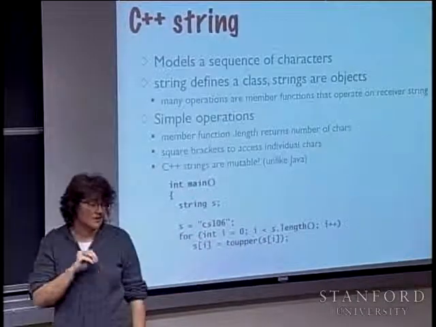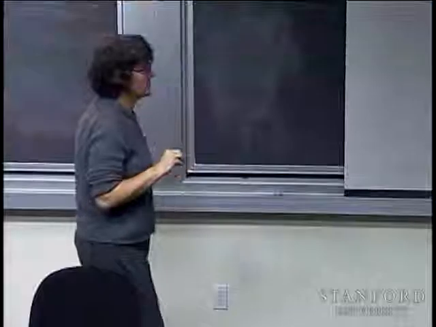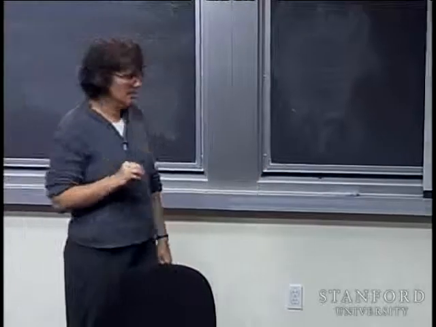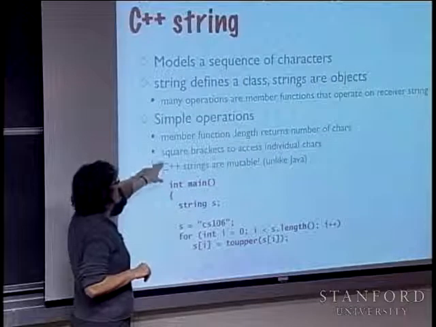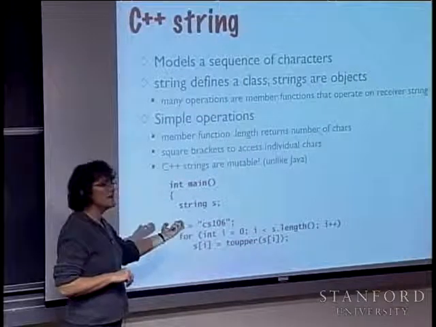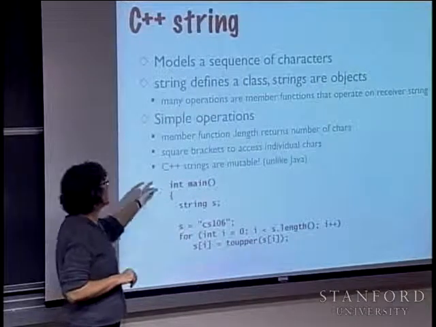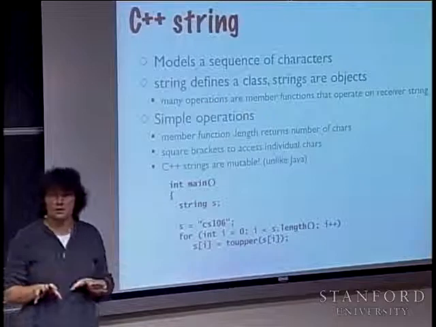The characters are indexed starting from 0. So if I have a 10-character string, they are indexed 0 through 9. And in a C++ string, the square brackets allow you to access that character both to read it and to write it, to change it. So a C++ string is mutable.